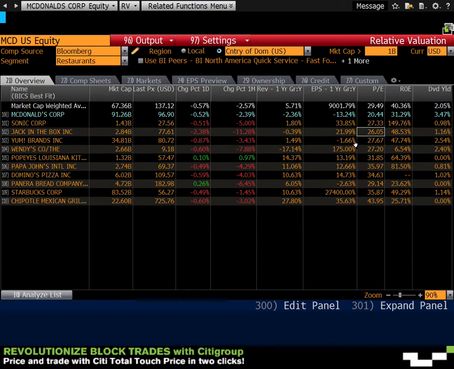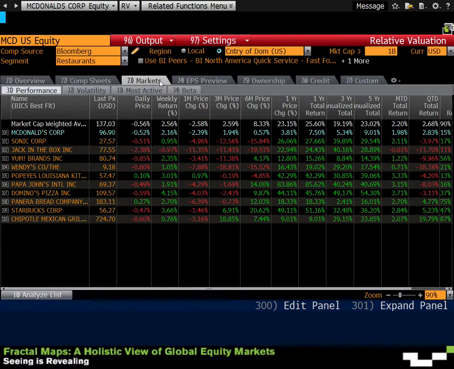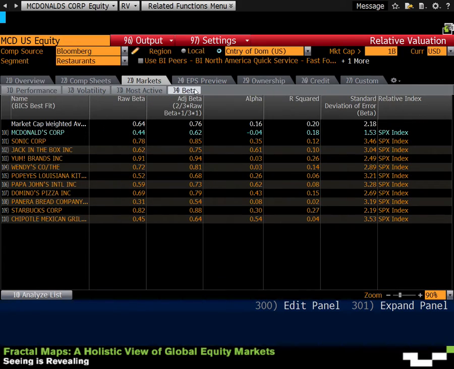So therefore, when I get peers, this gives me a peer average. Then I come here to markets, and then I come here to beta, and that's the screen I took the screenshot of. So Bloomberg will take the peer group and give you a market cap weighted average for the peers. So that's the raw beta of 0.64.